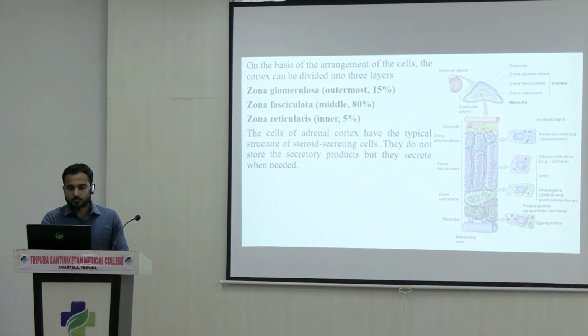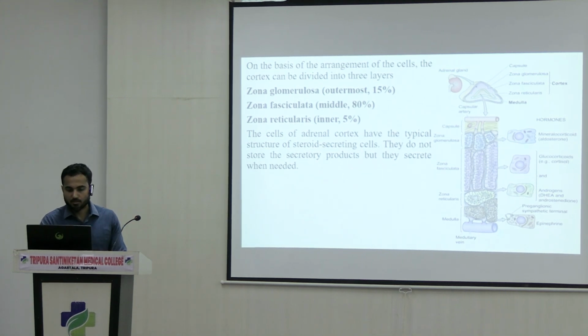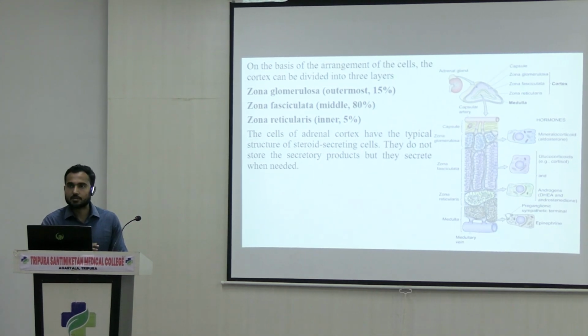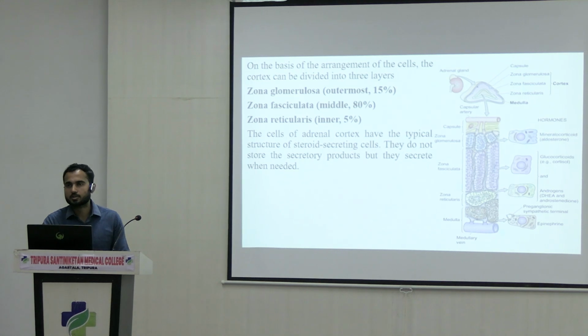Now the cells of the adrenal cortex are steroid secreting cells. So they do not store the hormones inside the cell. Whenever it is required, immediately they will produce the hormones. This is the speciality of the cells of the cortex in the adrenal gland.